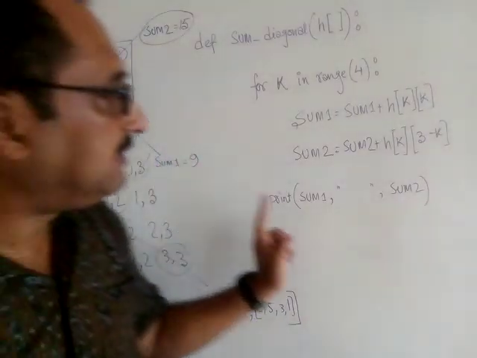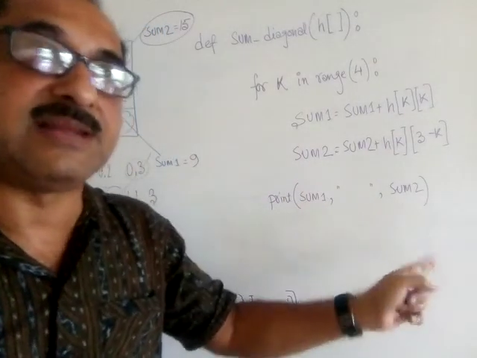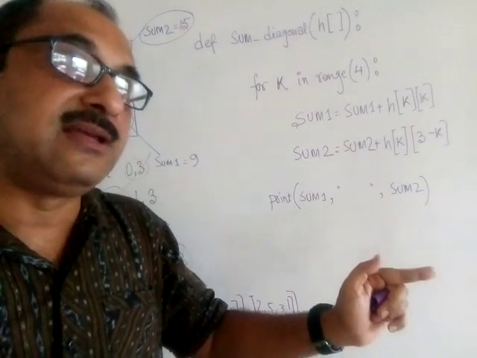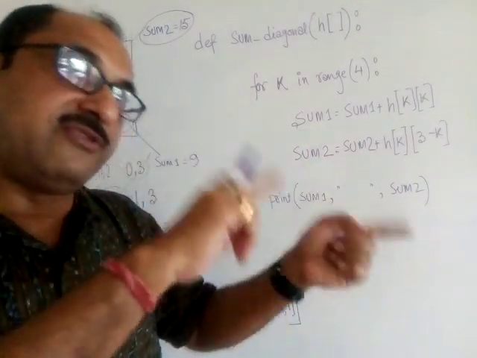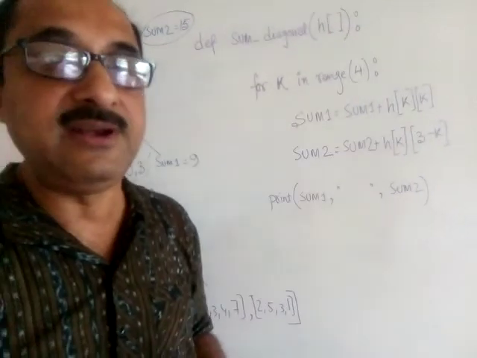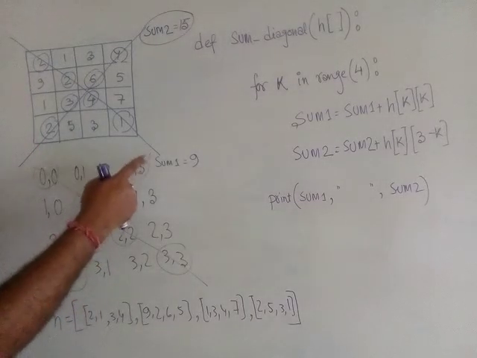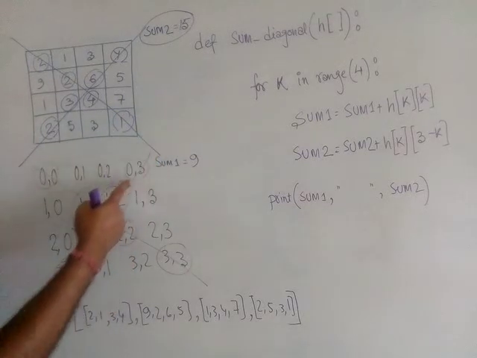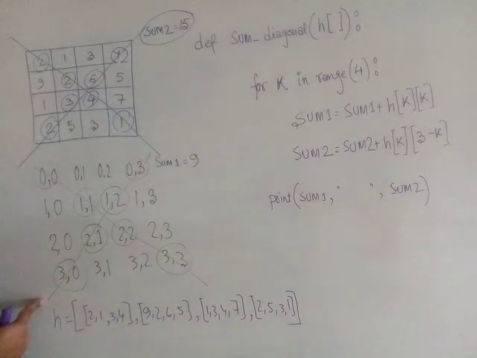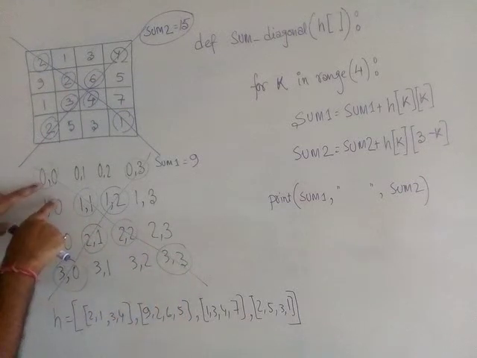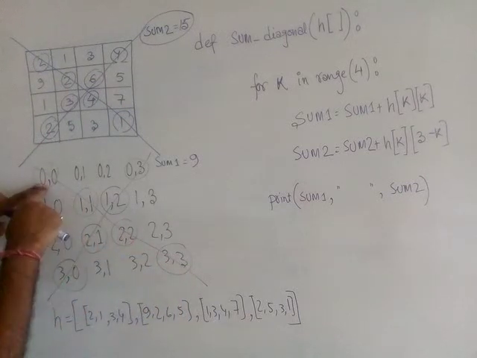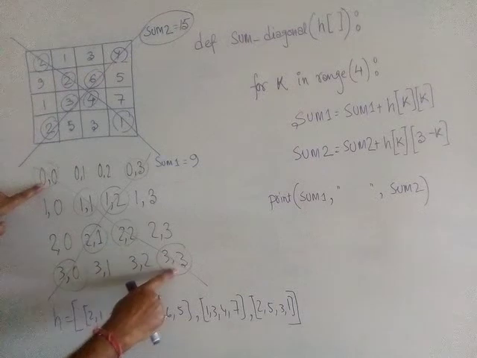Two diagonals I will add up separately. That means I will add up all the elements appearing along the two different diagonals, but I will take the sum separately. So let's see how we can do it. Now first of all, if I want to sum up all the elements along this diagonal or along this diagonal, it will involve all the numbers which I circled: 0, 0, 1, 1, 2, 2, 3, 3.